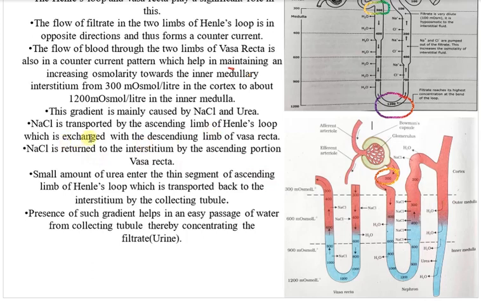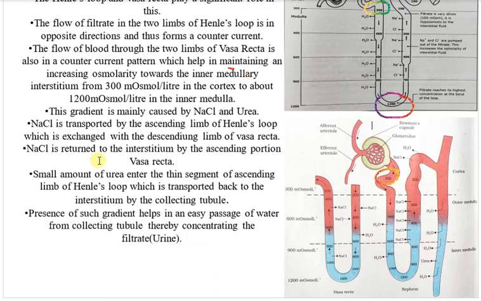So NaCl is transported by the ascending limb of Henle's loop, which is exchanged with the descending limb of vasa recta. Look, the ascending limb of Henle is releasing sodium chloride, and this sodium chloride is again being received by the vasa recta, these blood vessels that remain.